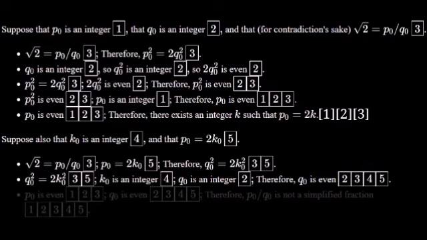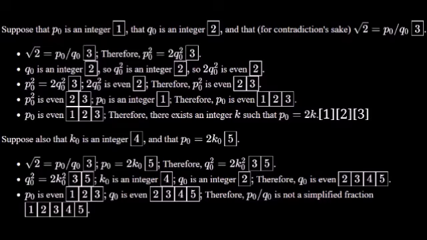p0. Now, given that p0 is even, using tags 1, 2, and 3, and given we just showed that q0 is even, using tags 2, 3, 4, and 5, we derive that p0 over q0 is not a simplified fraction, as both the numerator p0 and the denominator q0 are even integers. And this assertion that p0 over q0 is not a simplified fraction uses all the tags at once: 1, 2, 3, 4, and 5.